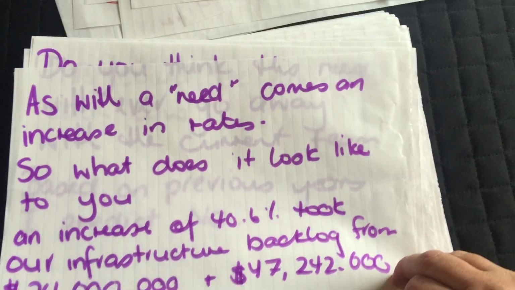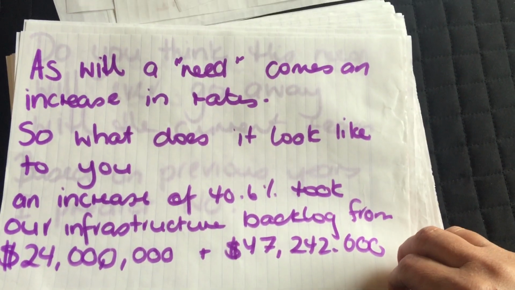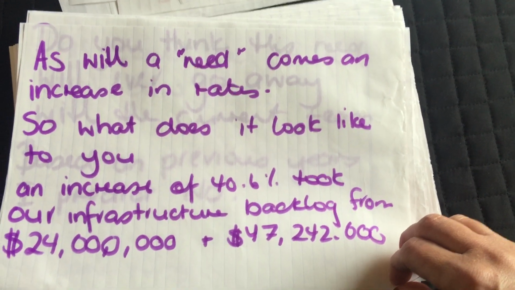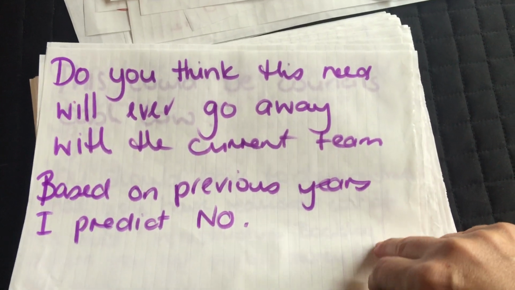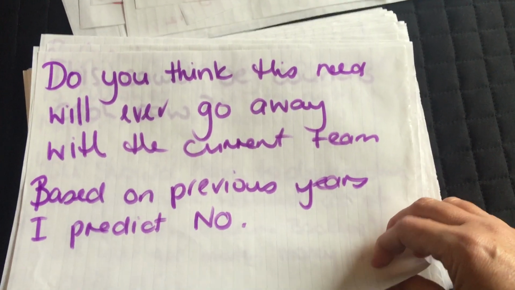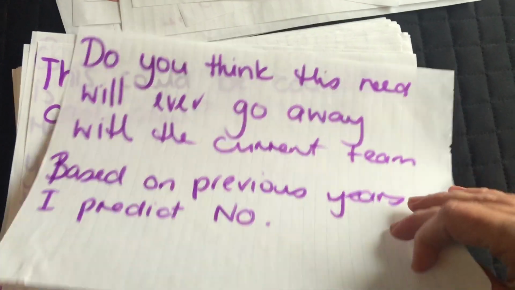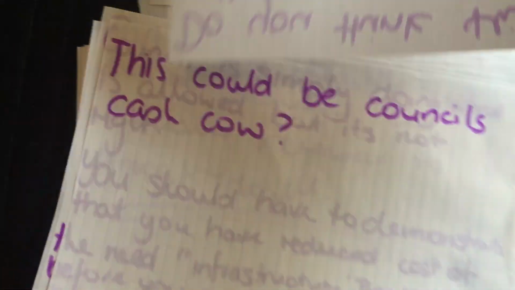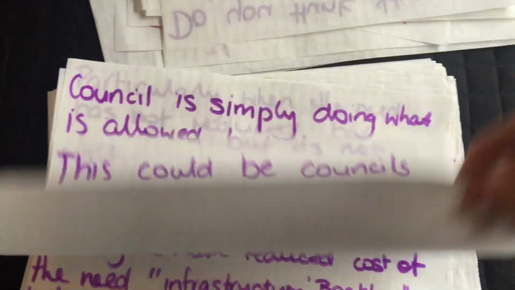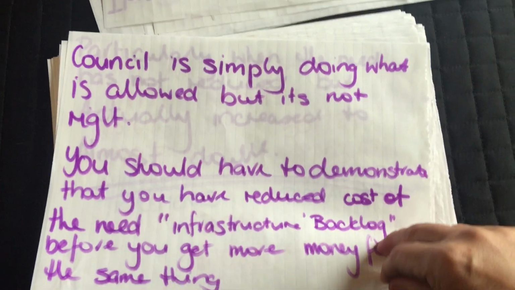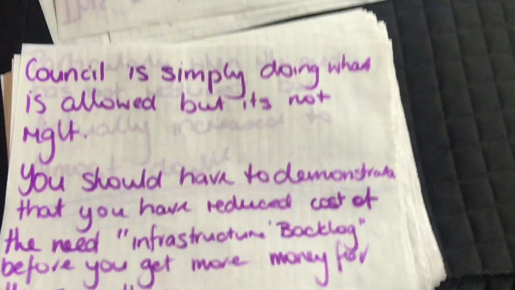So what does it look like to you? An increase of 40.6% took our infrastructure backlog from 24 million to 47,242,000. Do you think this need will ever go away with the current team, based on previous years? In my opinion, I predict no. This could in fact be council's cash cow. That's just my opinion. Council is simply doing what is allowed, but it is not right.